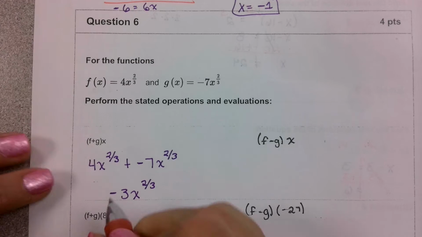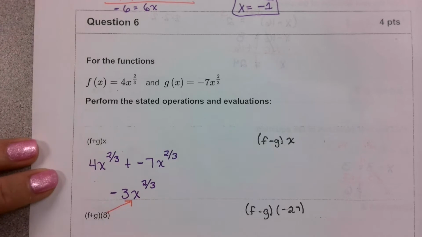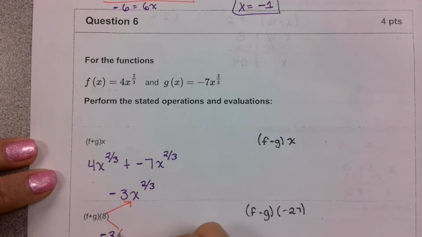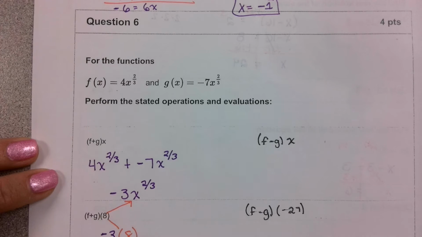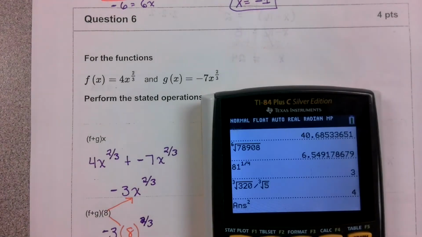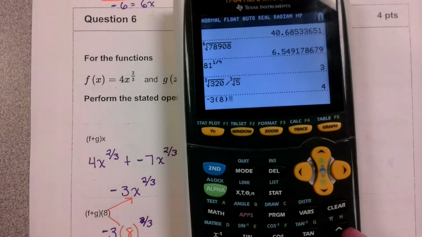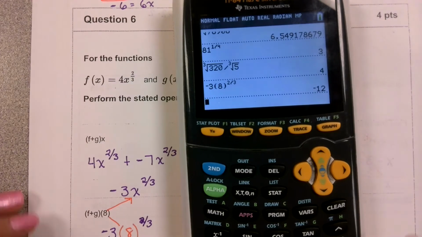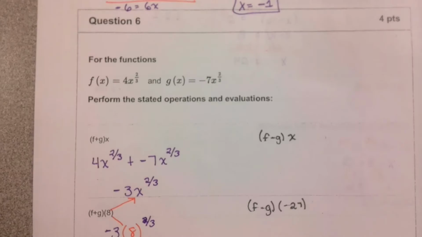Now, they want me to take this f of x, and here they just want me to plug in 8 for x. So negative 3, plug this 8 in to the 2/3, and I'm just going to put that into my calculator right here. Clear that out, and I'm going to plug in negative 3 times 8. Make sure you're using that caret to get that exponent to the 2/3. And 2 divided by 3 is just a fancy way of doing that. And I get negative 12.